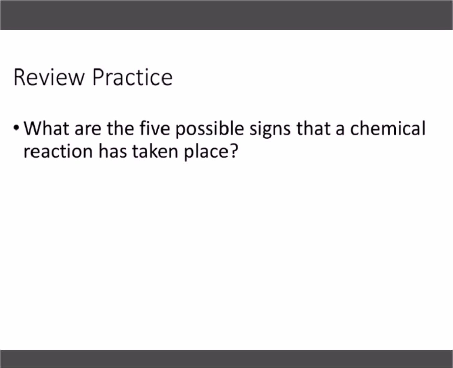All right, here we go. This is a review question from back in like Unit 1 or Unit 2, folks. Since we're dealing with reactions, we've got to come back to it. What are the 5 possible signs that a chemical reaction has taken place? Give me one. Temperature change.